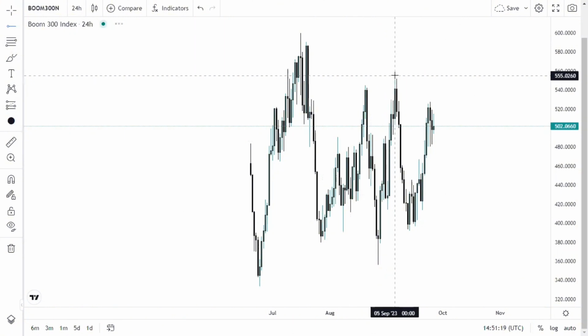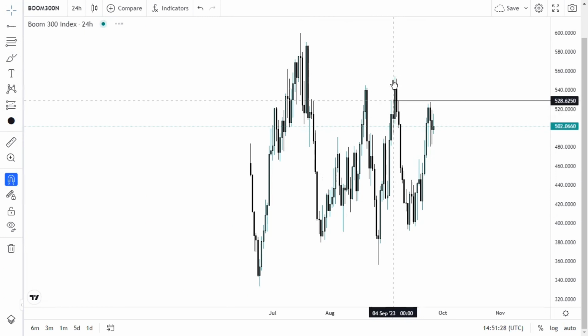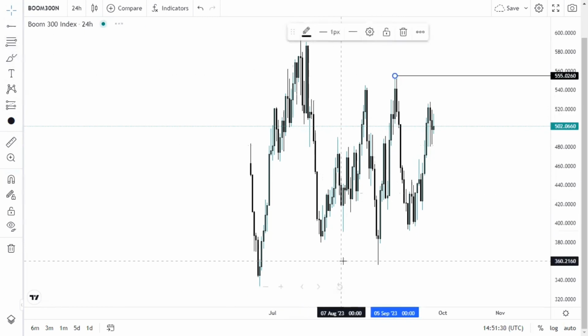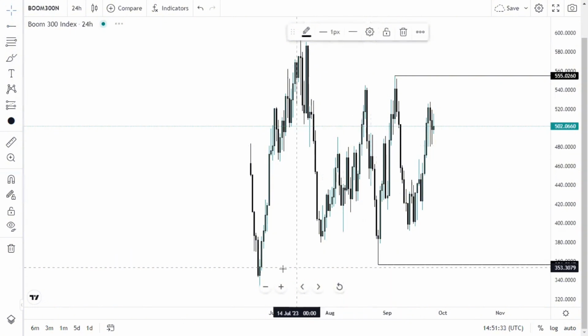I have this to be my swing high, the highest high, and then I have this to be my swing low. I have this to be my swing low.